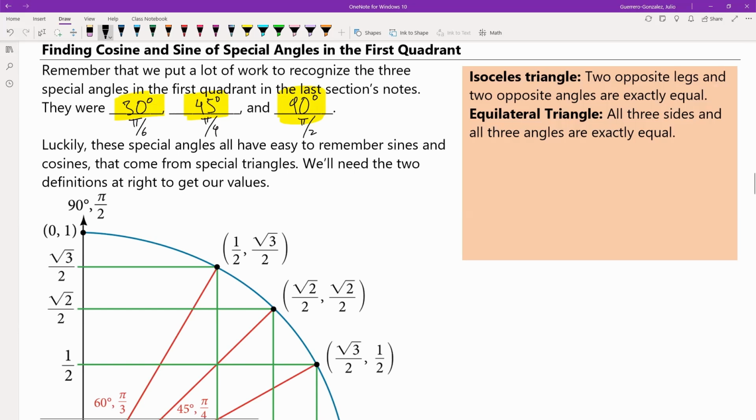Before we do, I've got to define two more things from geometry. Those two things are an isosceles triangle and an equilateral triangle. An isosceles triangle is one where two opposite legs and two opposite angles are exactly equal. So what I mean to say is this. Here's one triangle.